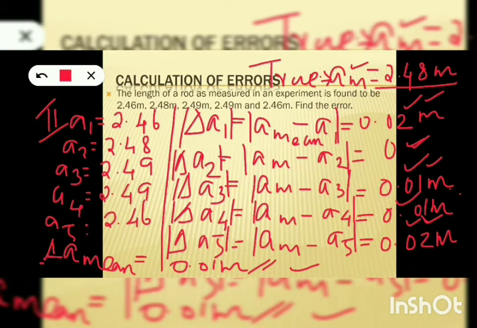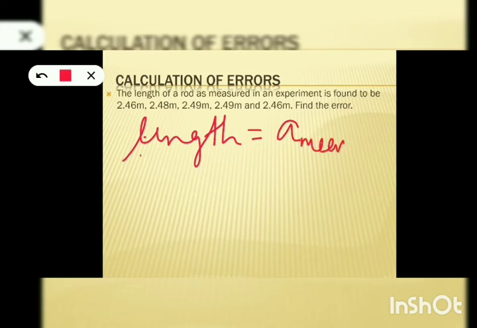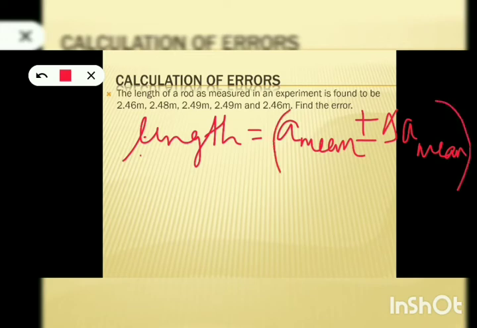Okay, so here we have the true value as 2.48 meter and we have the mean value of error as 0.01 meter. So you must write the actual value like this. The length of the rod can be written as actual value. Actual value is our mean value, A mean plus or minus delta A mean. Okay, so this is the way to write the actual value of any quantity. A mean plus or minus delta A mean.